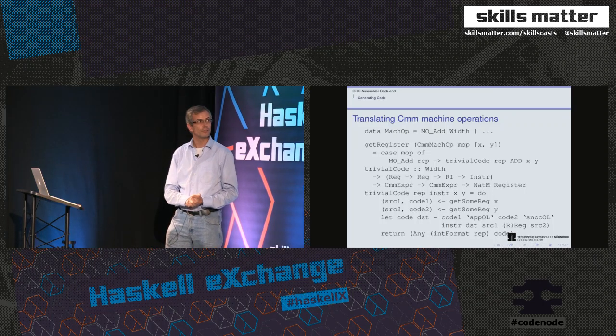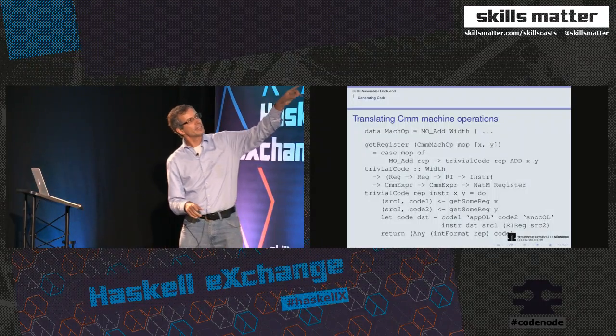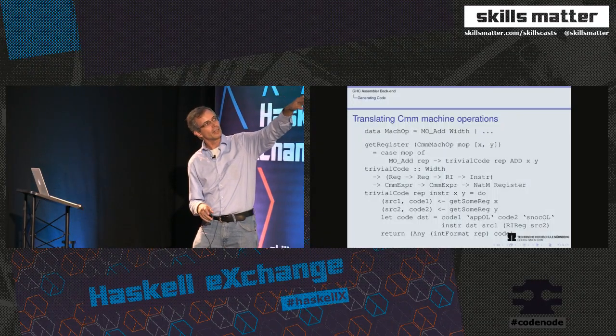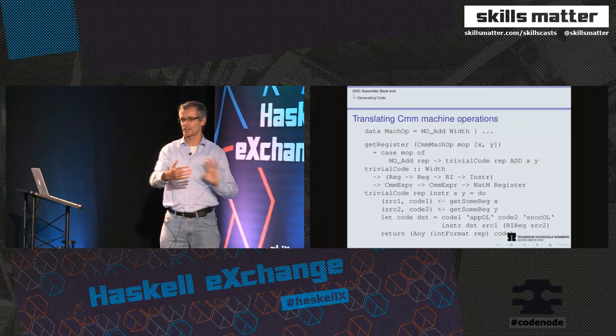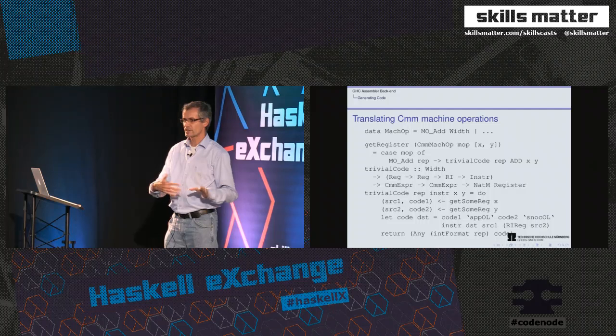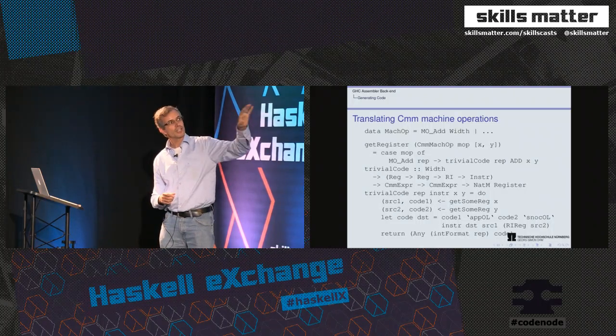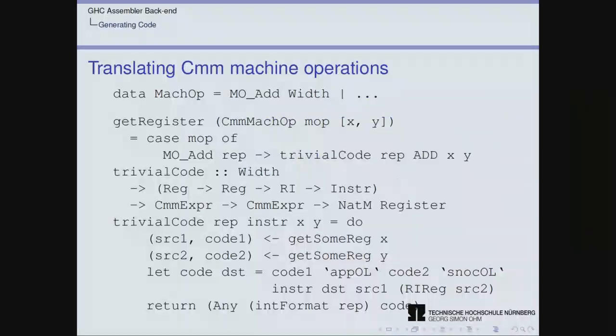I just showed it here for the add operation again. So I will get something like CMM macop, where MOP will be the add operation, and I get 2 parameters. I get a list. I have to pattern match it like this because I don't have the type information that this is a dyadic operation here in CMM, but in my assembly code I have it.